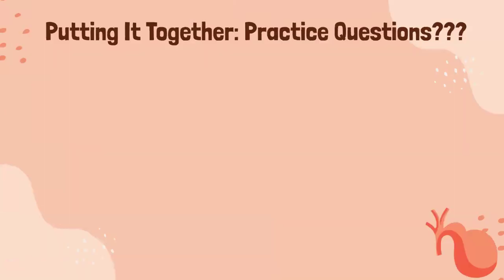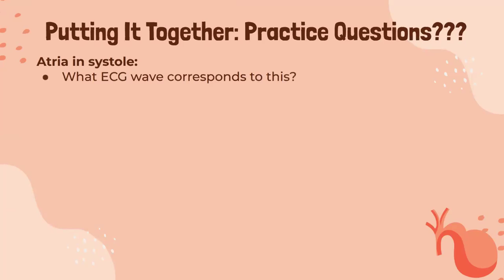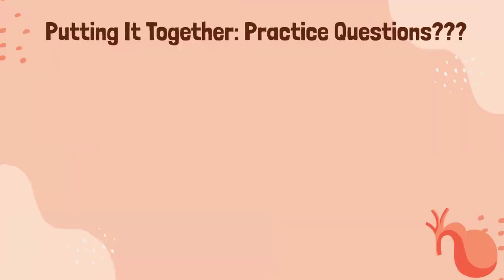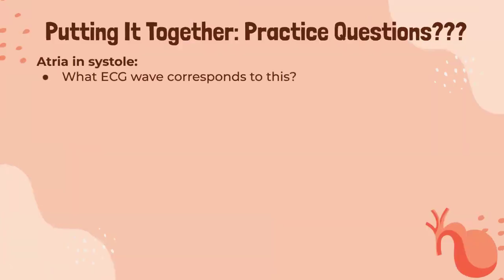So now if we put it all together, first we're going to look at if the atria is in systole. If the atria is contracting, then what ECG wave is going to correspond to this? This is the beginning portion of the heartbeat cycle, and the very first wave, as we see over here, is the P wave. So that tells us that this answer is going to be the P wave.